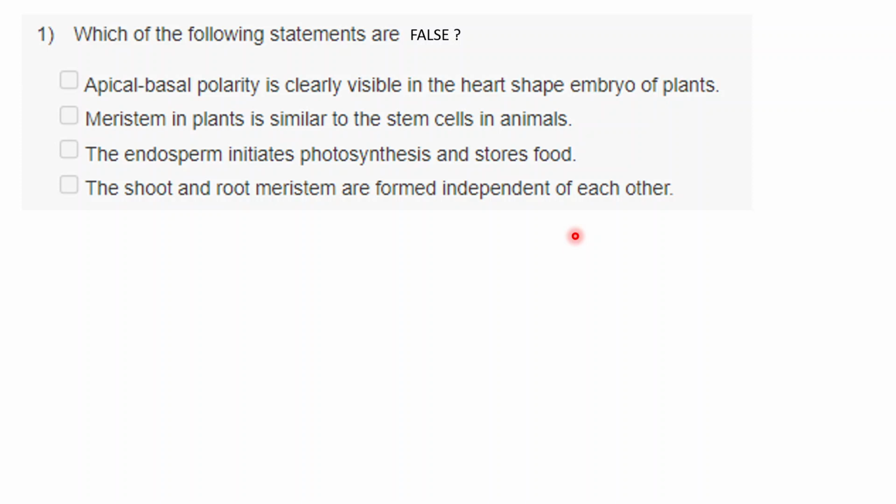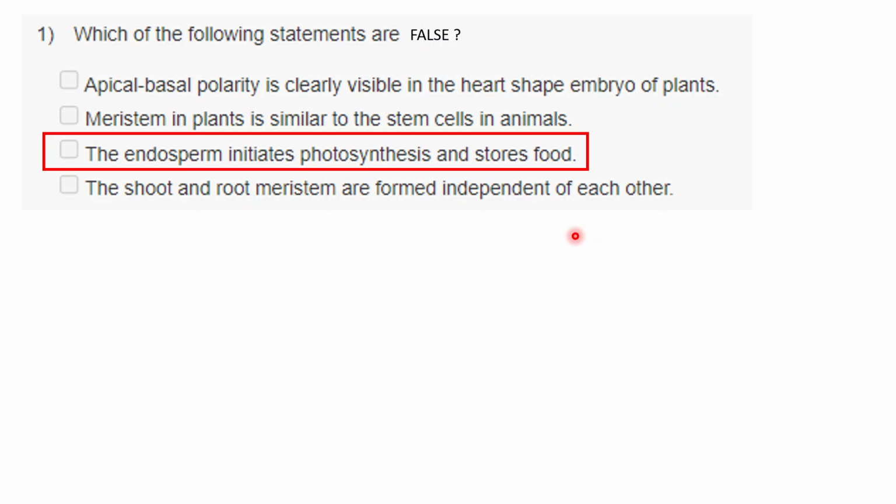Okay, we have one answer saying the last, shoot and root meristem form independent of each other. Let us check what is the correct answer. The correct answer is option C, the endosperm initiates photosynthesis and stores food. This is a false statement. All other statements are true statements. Apical basal polarity in the heart-shaped embryo is true. Meristem being similar to stem cells is also true. And shoot and root meristem formed independent of each other is also true.